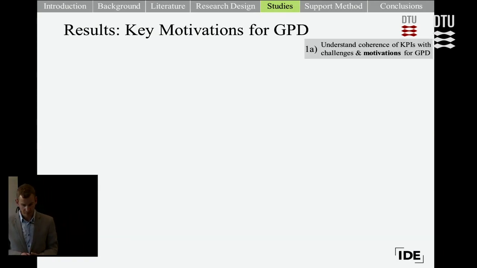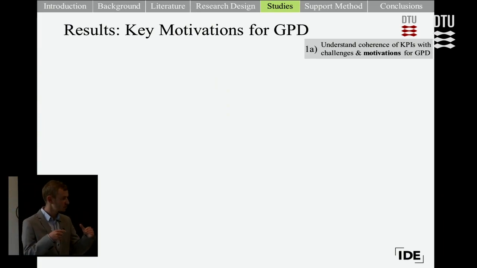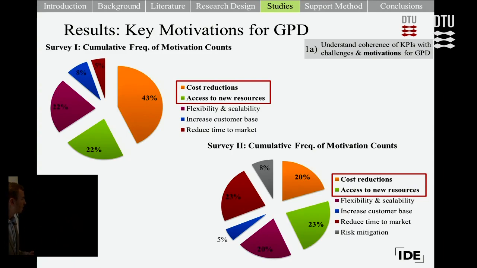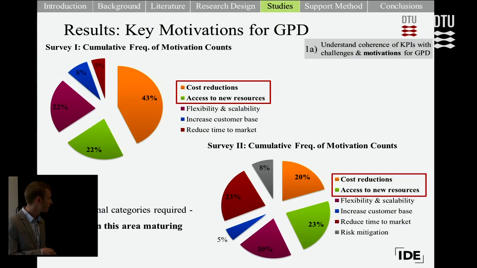So first, from the survey 1 and survey 2, we investigate the key motivations in order to understand how KPIs relate to these. And what we see from survey 1 and survey 2 is some of the key motivations was to reduce costs and also to access new resources. And this is also common in the literature we found. And actually, many of the categories that we identified were those taken from literature without the need to identify further categories. So here we can see that this implies that the research is beginning to mature here.